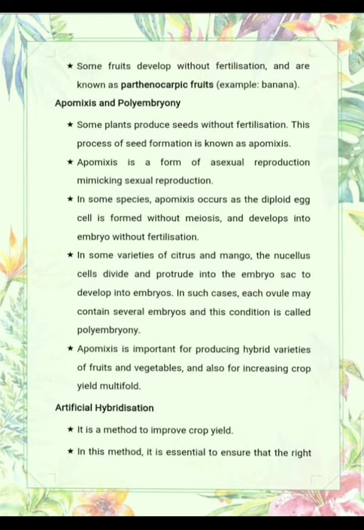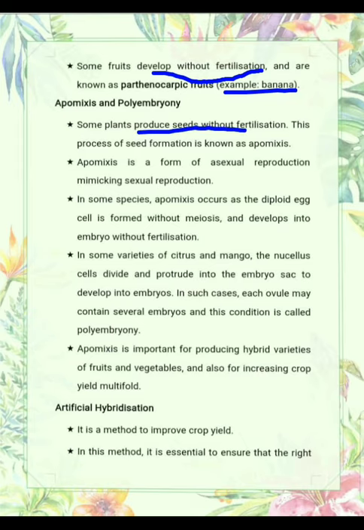Some fruits develop without fertilization. Without fertilization means that in that case fertilization doesn't take place. Such types of fruits are called parthenocarpic fruits, and banana is the example of a parthenocarpic fruit. Next topic is apomixis and polyembryony. This is a very important topic.